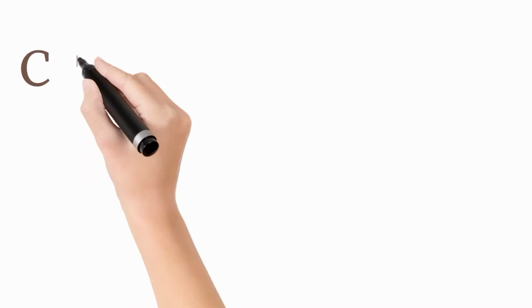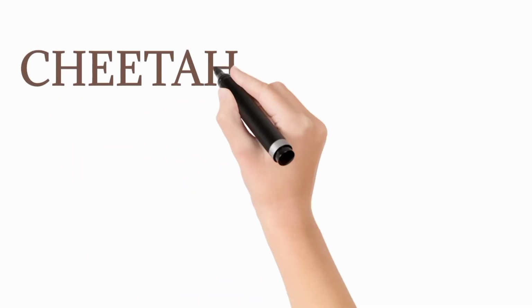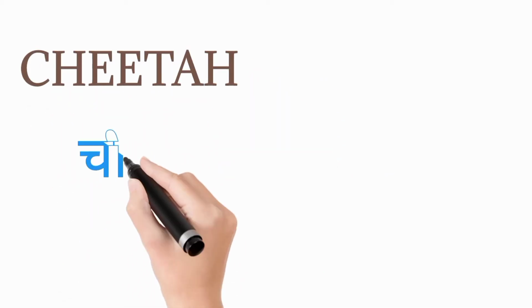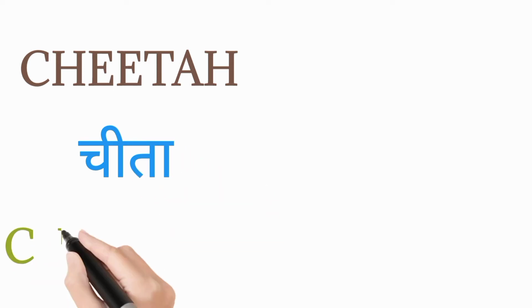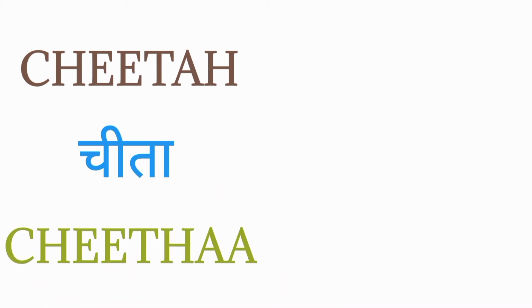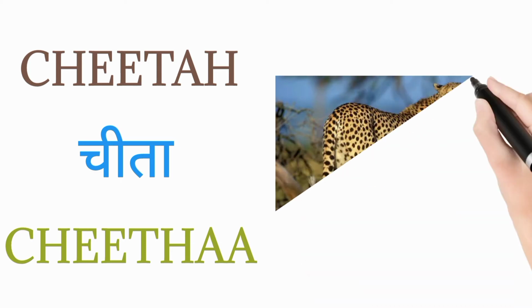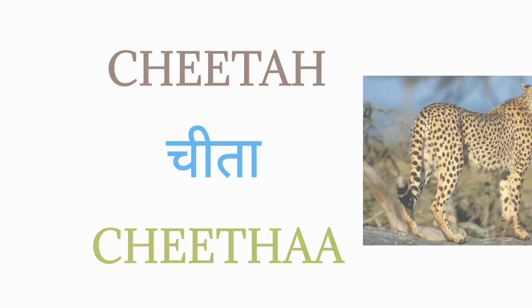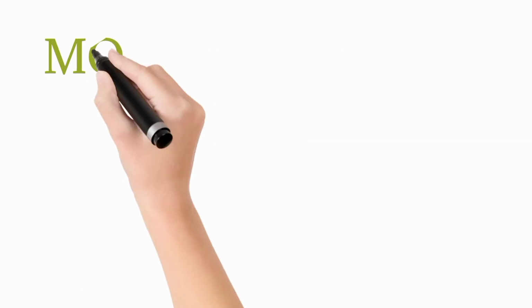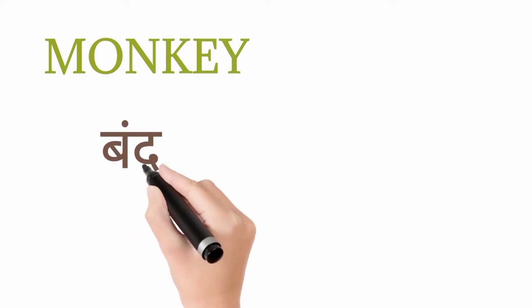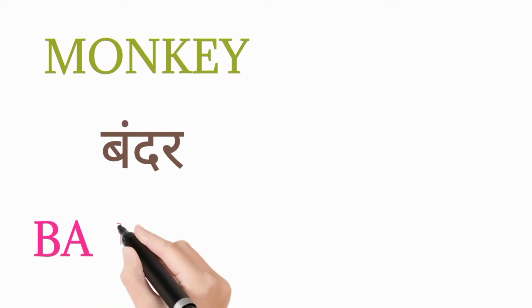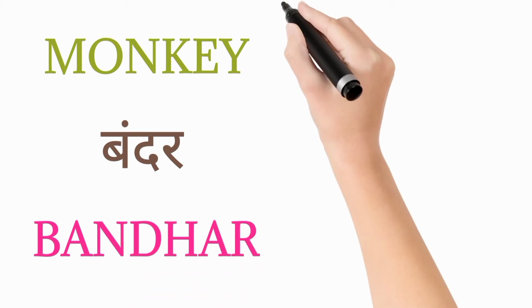Next one is cheetah. For cheetah it is cheetah in Hindi. Okay children? Learning a language is very easy if you are doing more and more practice at home. Okay children? Next animal is monkey. For monkey it is bandar in Hindi.